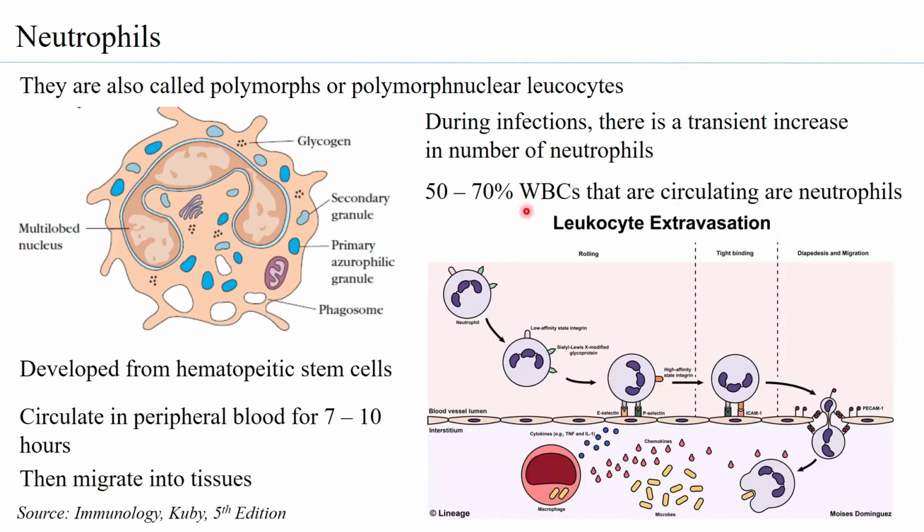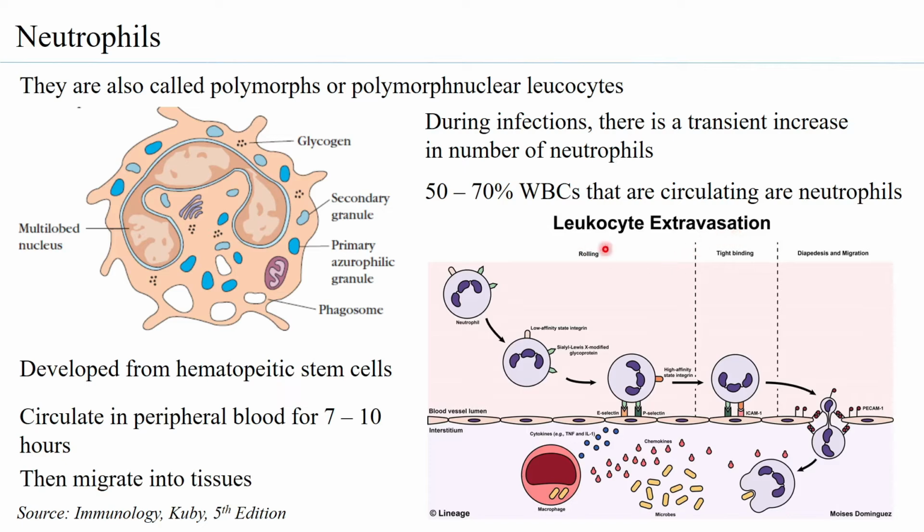They are associated with a phenomenon which is called leukocyte extravasation. What does this word mean? It means that these leukocytes, in this case neutrophils, are able to wade through or pass through the tight blood vessel lining and get into the tissues. So from the circulation, from blood vessels, they can get into tissues and they squeeze through the walls of the blood vessels. That is what is called leukocyte extravasation.